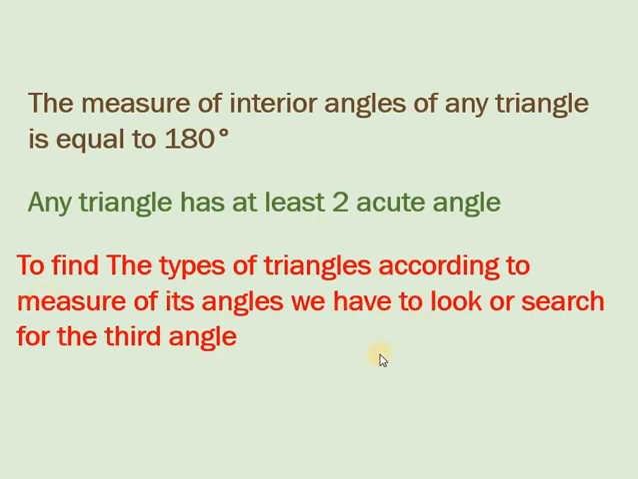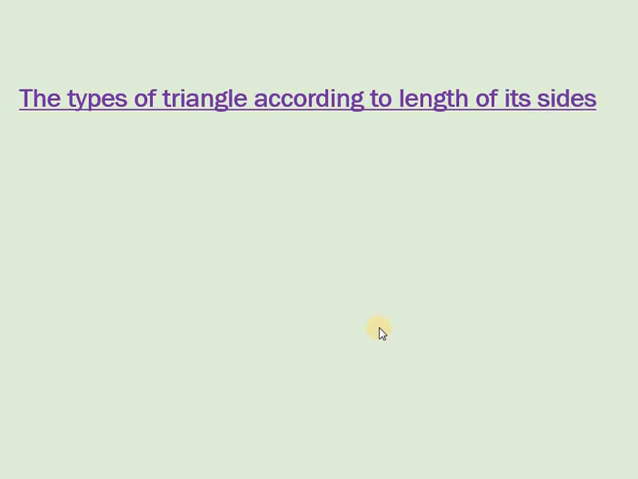To find the type of triangle, you have to look at the three angles and look at the greatest angle. If the greatest angle equals 90, it means it's a right angle triangle. And if the greatest angle is more than 90, it means what? It means it's an obtuse angle triangle. And if it is less than 90, it means it's an acute angle triangle.